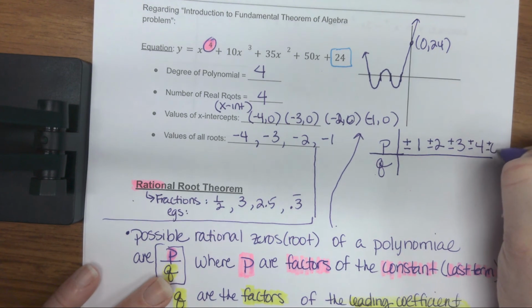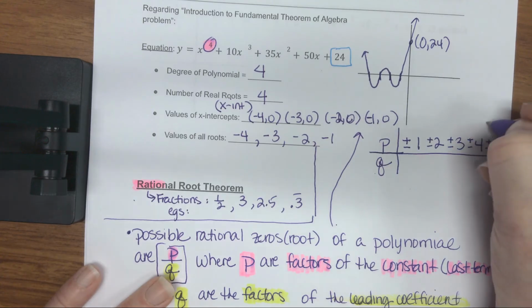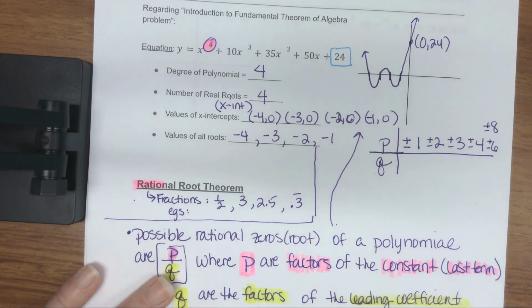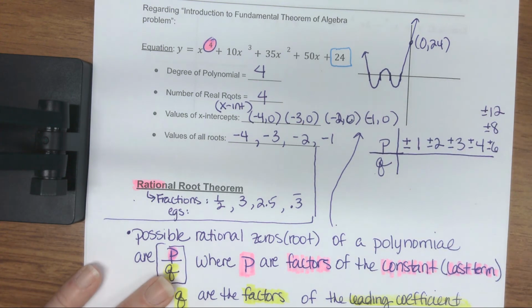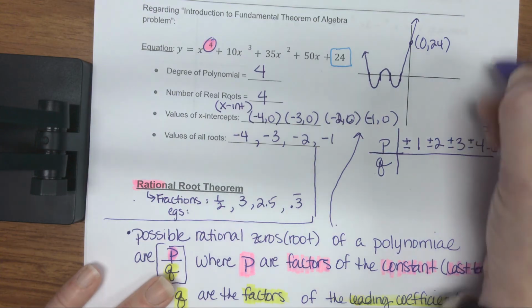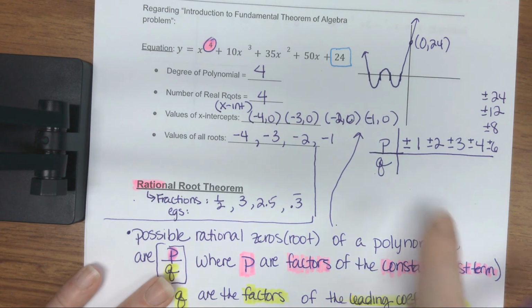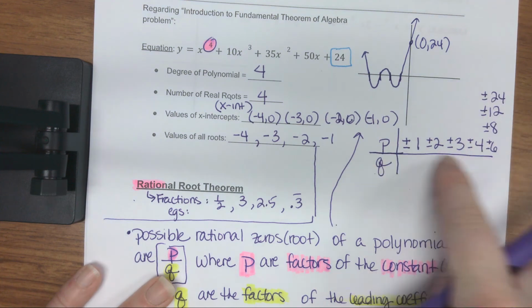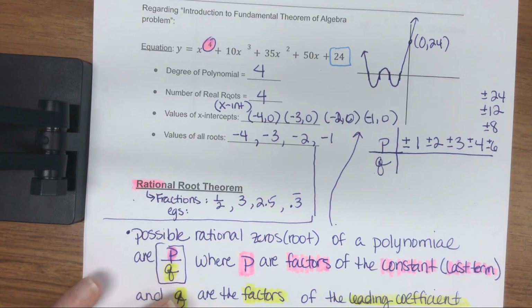I'm going to run out of room. Plus or minus 6. I'm going to go up. Plus or minus 8. Plus or minus 12. Remember my 12 and 2. And also you have to include plus or minus 24. So sorry about my L-shape here. I ran out of room, so I'm going up the paper. Those are all the possible numerators.